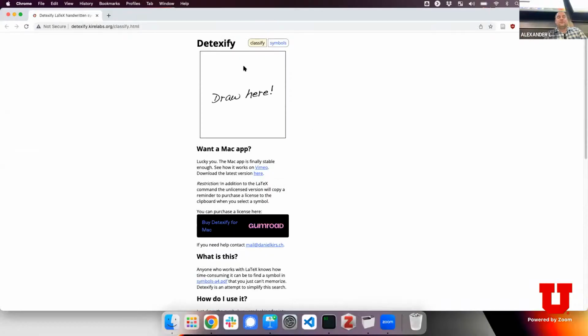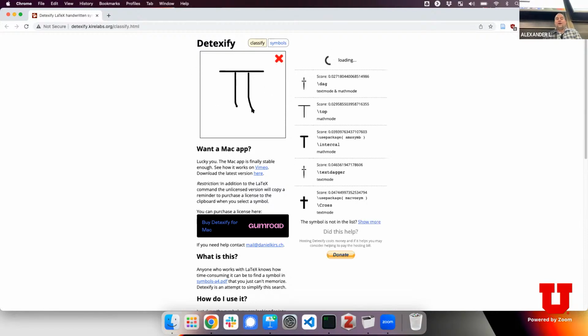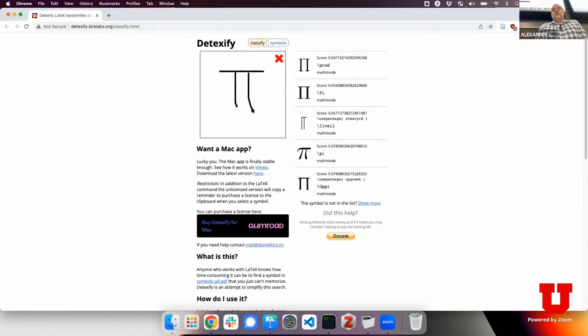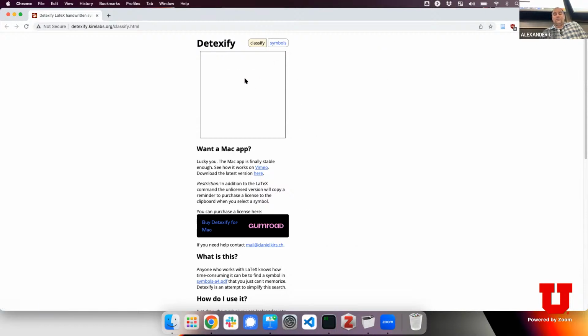This isn't specifically a visualization, but if you're a computer science grad student, you probably write some work in LaTeX. And if you're anything like me, you don't remember every command out there, especially for symbols. So you can just draw it, right? I'm drawing a pi here, and it gives me various options: either the product or the pi, or I can do something like this.